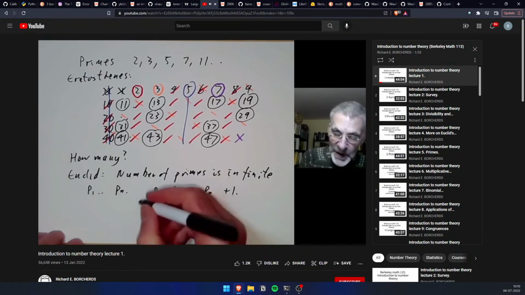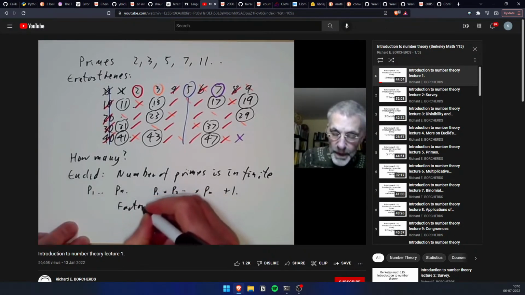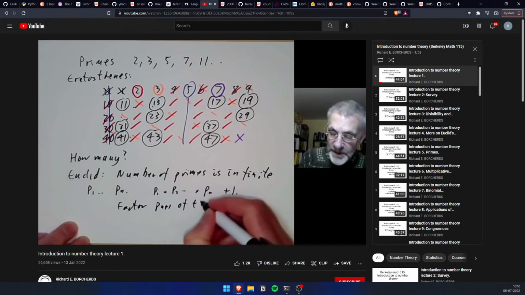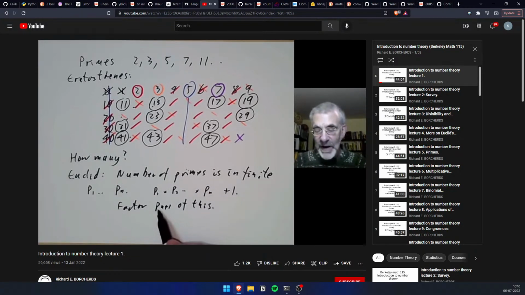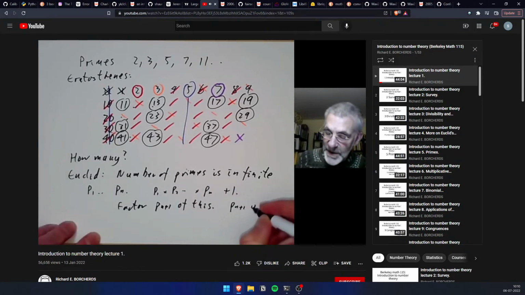And what we do is we take a prime factor p_{n+1} of this. And we notice the prime factor p_{n+1} can't be any of these primes p1 up to pn, because if it was, then it would divide the product p1 up to pn, and it would also divide this number here, so it would have to divide 1. So p_{n+1} is a new prime.